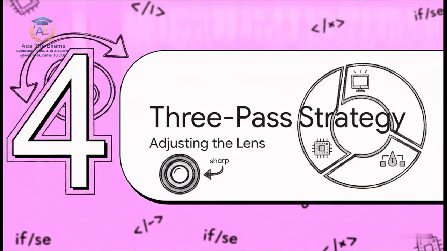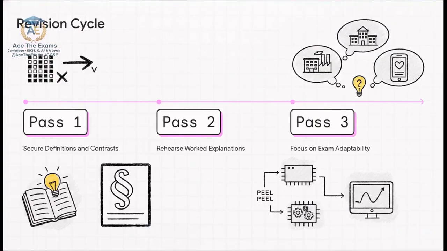All right, let's roll into section 4, the 3-pass strategy, adjusting the lens. Now that we know exactly where students slip up and we understand how examiners think, let's introduce a reliable, repeatable correction strategy. Think of this as your personal computer science success blueprint. It's like manually adjusting the lens of your camera until the image is perfectly, brilliantly sharp. This 3-pass revision cycle is exactly how you should be studying for rigorous subjects like 0478 or 2210.